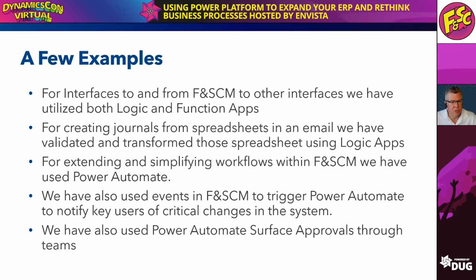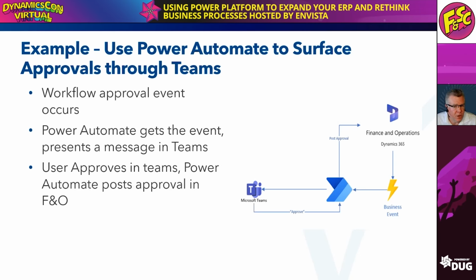We've used Power Automate to surface approvals through Teams. So here's an example. If you're familiar with workflow in D365, the workflow triggers once a user submits that workflow item. When that workflow item is triggered, a business event is used to send information to Power Automate. Power Automate then sends a Teams message to all the users for that approval. And they can either approve, although I just marked approve, reject is also a possibility here as well. They then send that approval back. Power Automate handles that. It sends the approval to finance and operations, where the workflow is completed and the ultimate user is notified of what happened. So I'm going to show you some details within this.